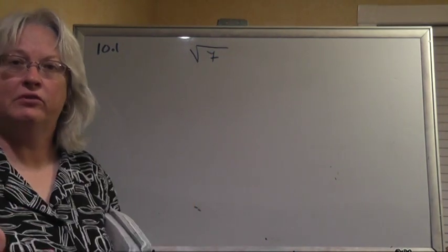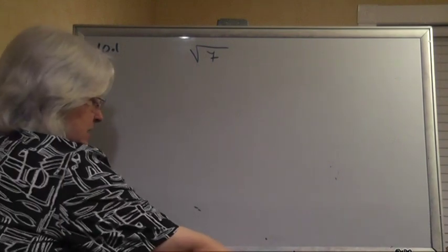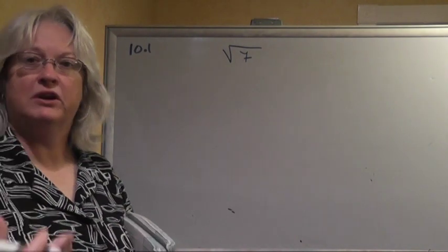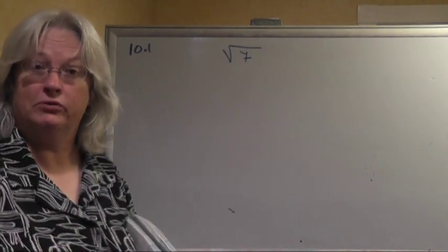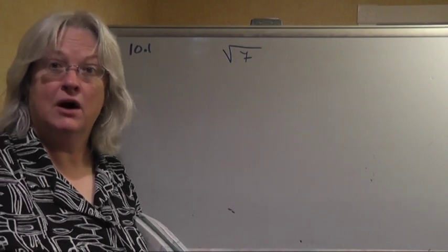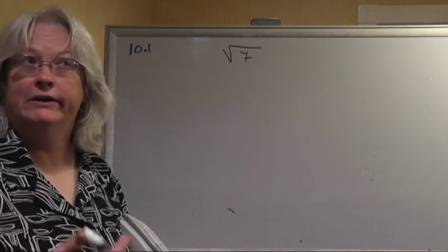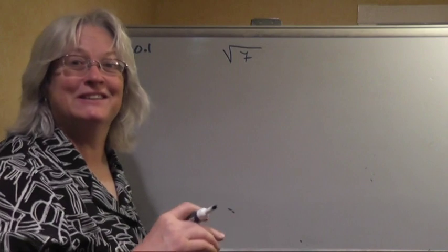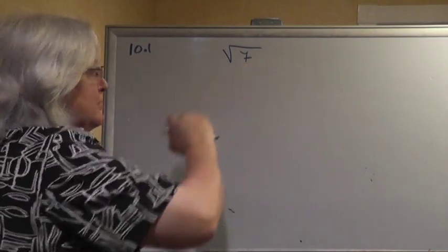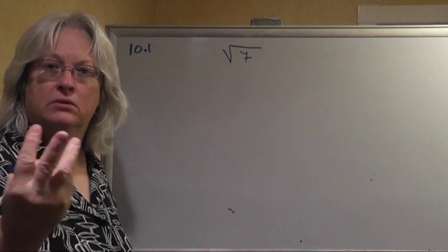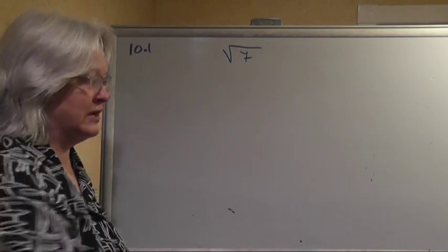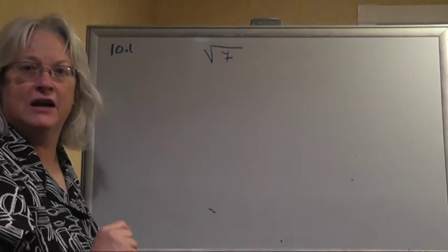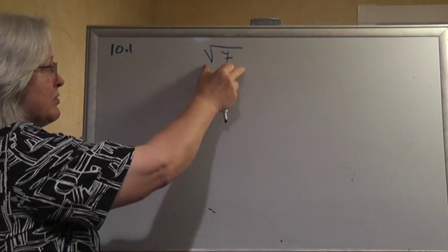Now, you'll remember that we've already worked with finding square roots a lot, but they've been what we call perfect squares. And I said, it's going to help you a whole lot if you memorize your perfect squares 1 through 20. 10 squared is 100, 15 squared is 225, 3 squared is 9, 2 squared is not 6, 2 squared is 4. But what's the square root of 7? What number multiplied by itself is going to give you an answer of 7? Well, there isn't one. So the square root of 7 is an irrational number. It's not a perfect square.